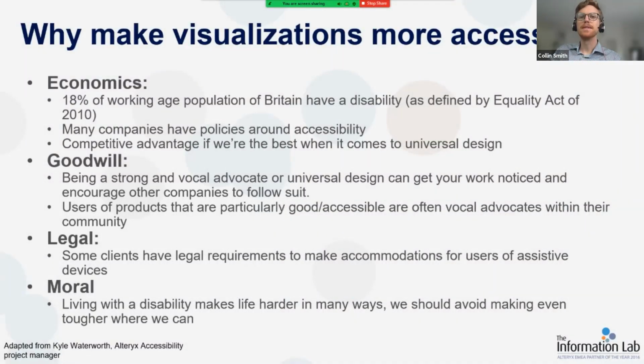Sometimes we have to make the argument to our clients or our companies why accessibility is important. So I think it's helpful to have a couple arguments in your back pocket for why this needs to happen. Again, this is adapted from Kyle Waterworth, who's just a font of knowledge. I would recommend looking him up. He's from Alteryx. One, economics. So just from a British perspective, 18% of the working age population of Britain has a disability. That's defined by the Equality Act of 2010. Many companies already have policies around accessibility.